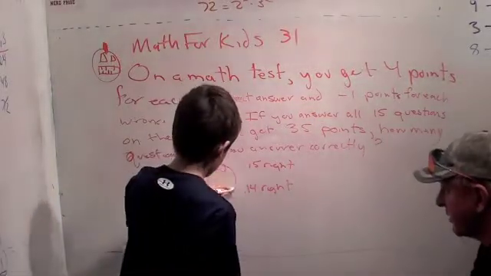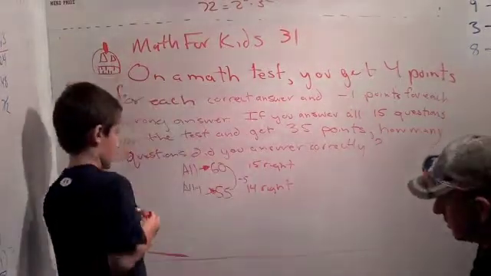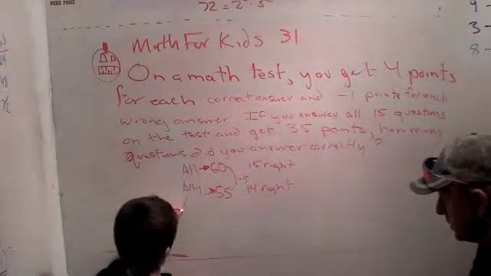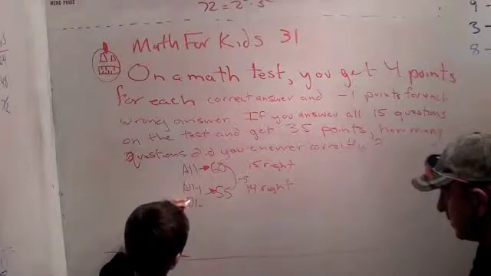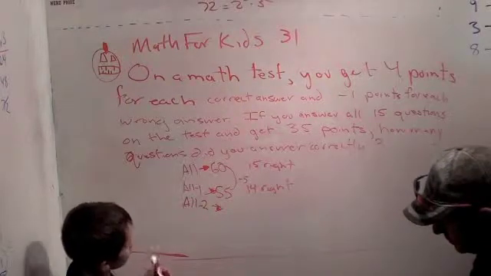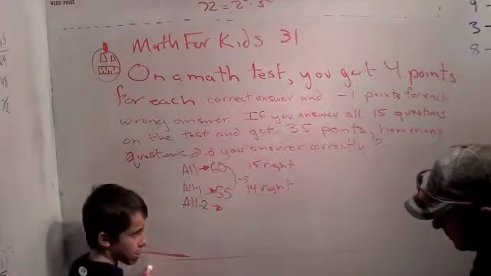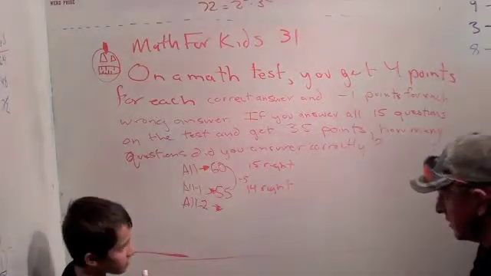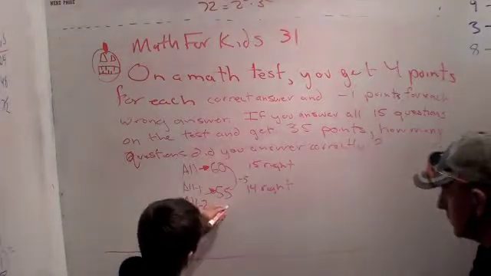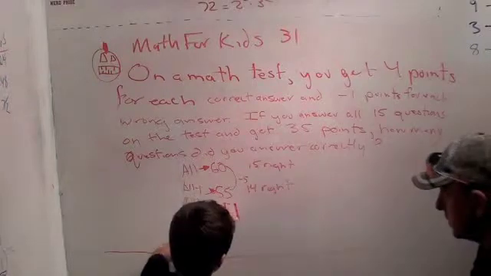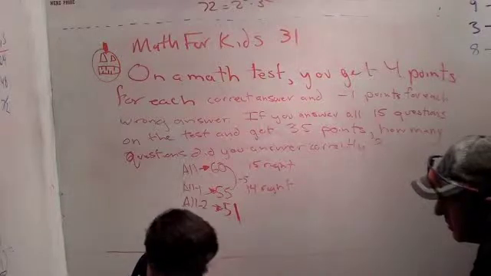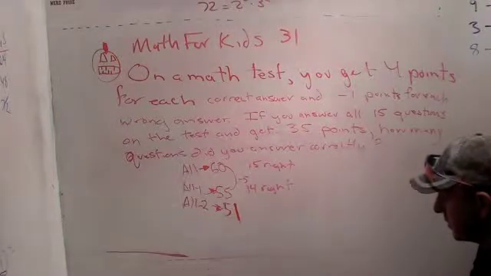Well, we should maybe check and see if that pattern continues. So what do you want to check next? All minus 2. So how are you going to figure it out for this one? 4 times 13. What is 4 times 13? Which is 40 plus 12, which is 52, minus 1. 51. Why did you do -1? Because it says if you get a wrong answer, that's -1 point. So how many wrong answers did you have if you got 13 right?